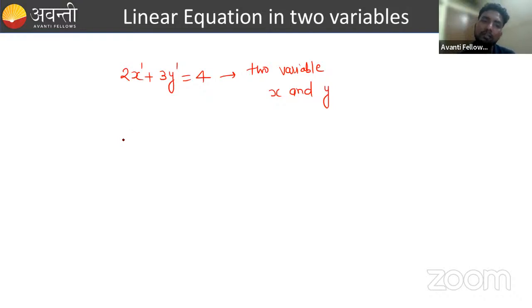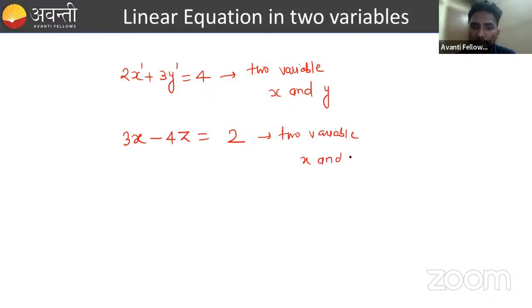I can also take, suppose I am writing 3x minus 4z is equals to 2. So you can see there are two variable x and z. One is x and other one is z. Okay. So I hope you know what is the linear equation in two variable. Any linear equation which involves two variable, that kind of equation is called as linear equation in two variable.